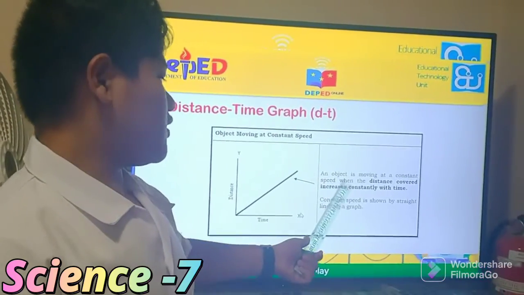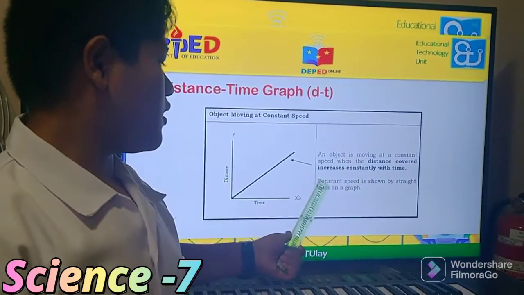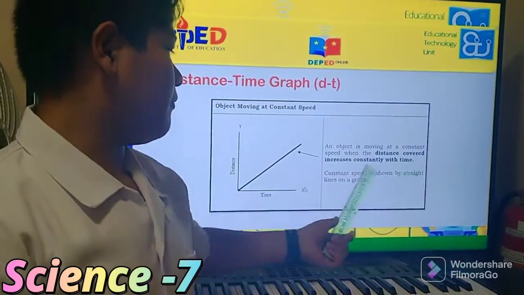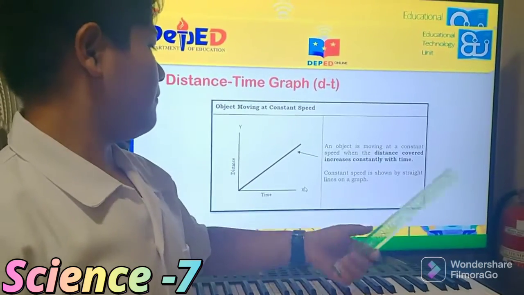An object is moving at a constant speed when the distance covered increases constantly with time. Constant speed is shown by a straight line on a graph.